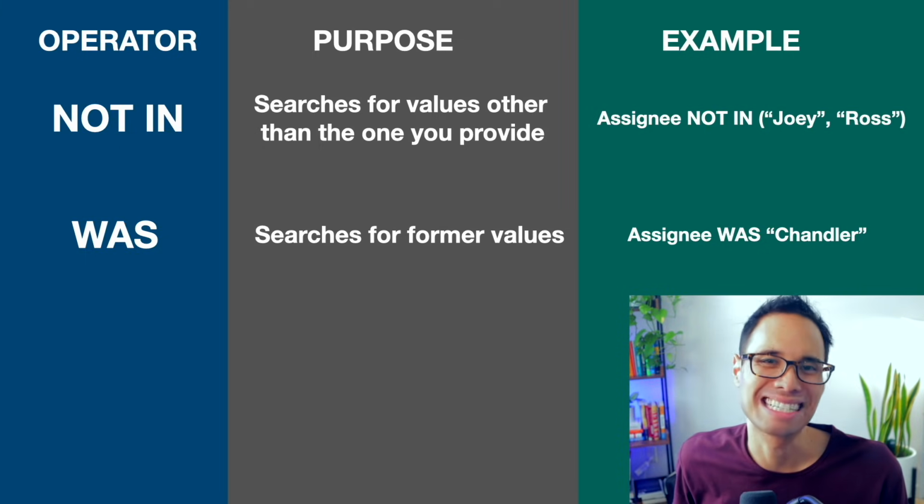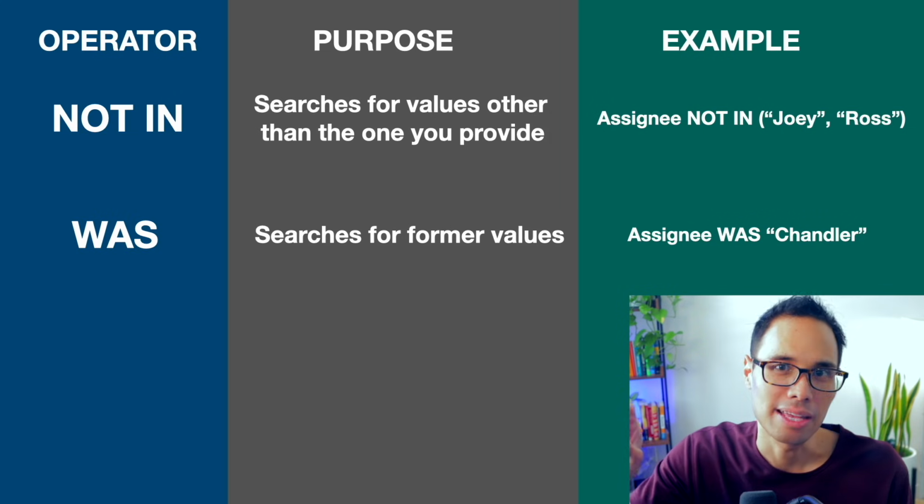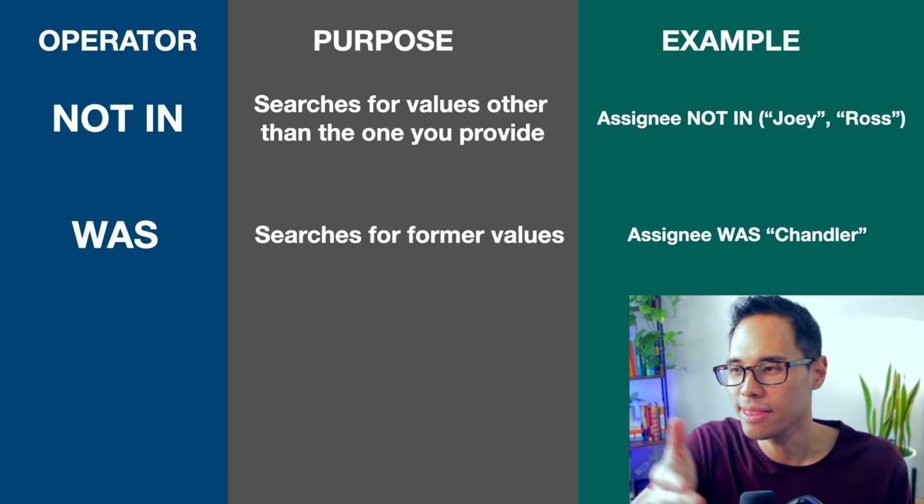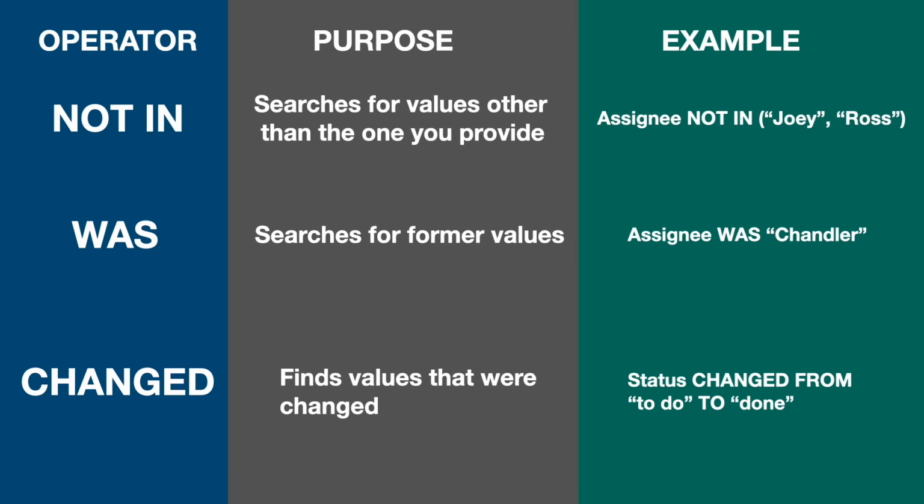So if you type in assignee was Chandler, it will output issues that were previously assigned to Chandler. And the other operator type is changed, which finds values that were changed.